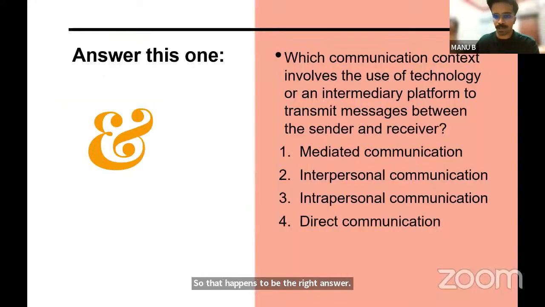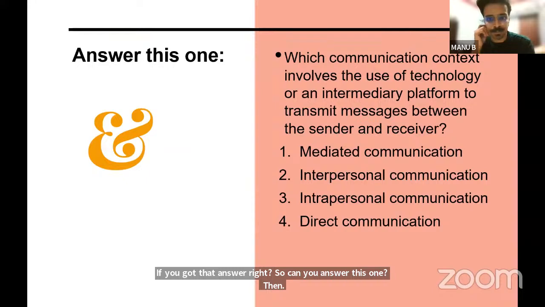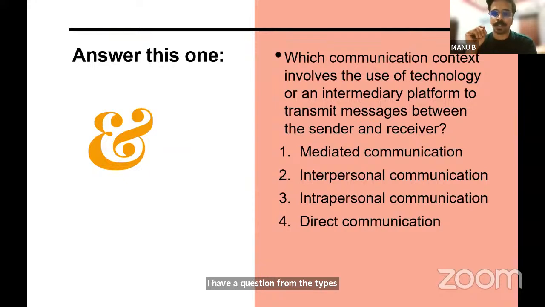Now we are moving on to the next question. Majority of you got that answer right. So can you answer this one then? Another question from the types of communication. Communication context is being asked, where that involves the use of technology as an intermediary platform to transmit messages. So technology is used as an intermediary platform to transmit messages between the sender and the receiver.